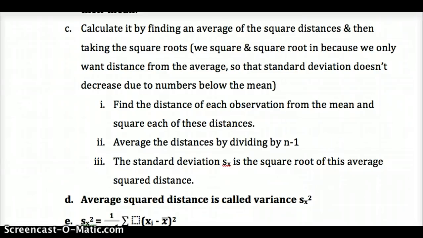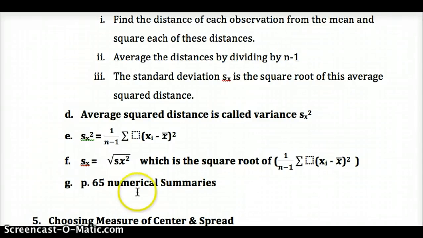So our formula looks like this. Variance is s_x squared here, and we subtract each number from the mean x bar, square it, add them all up, divide by n minus 1. We take the square root of that to find the standard deviation. So down here we have the standard deviation. Up here we call this variance. So the variance is the same thing as the standard deviation squared.